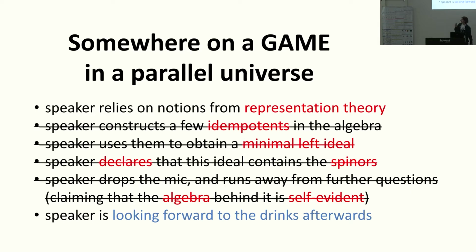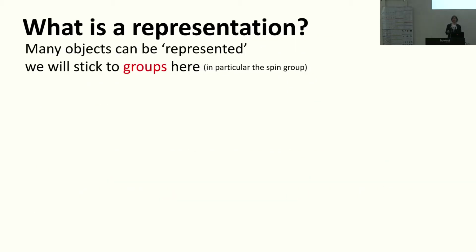Good. Today I will try not to use these technical terms. Obviously, they are part of the story, but I will try to do it in a different way. Now, there is one technical term that I would like to explain because I think it's quite useful to at least know what a representation is. Now, you can represent many things, but today I will stick to groups, group representations, and in particular, obviously, the spin group. I will work with rotors.